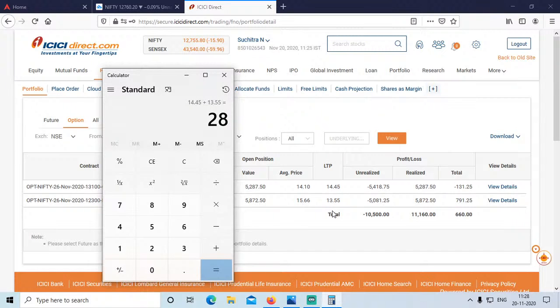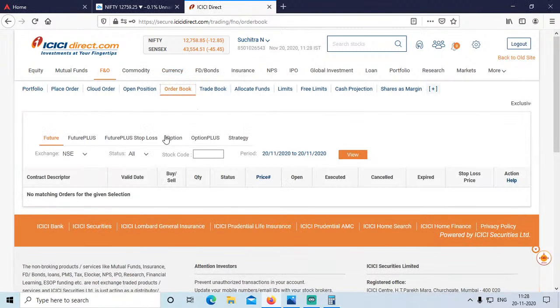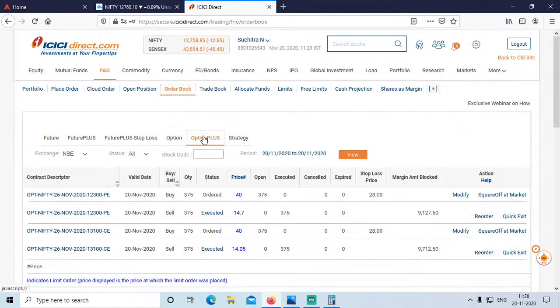So my stop loss is 28. Now when I add, it is coming as 28, so my stop loss will be 27. So I will be reducing the stop loss. I will go to order book. It's an option plus intraday. So this is a stop loss 28, which I will reduce to 27.